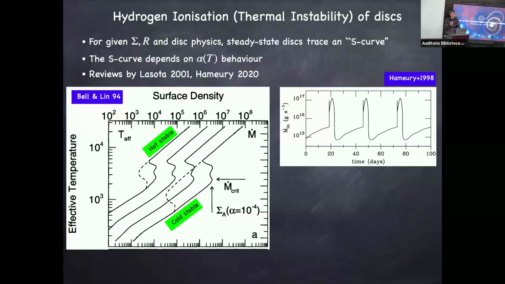And when you do that, you get these results. This is from the seminal paper by Bell and Lin in 1994, where we show you effective temperature versus sigma in the disk for one specific radius. And there are 4 curves computed for the alpha coefficients from 10 to minus 4 to 10 to minus 1. And critically, what you have is 2 stable branches, a cold stable branch and a hot stable branch.